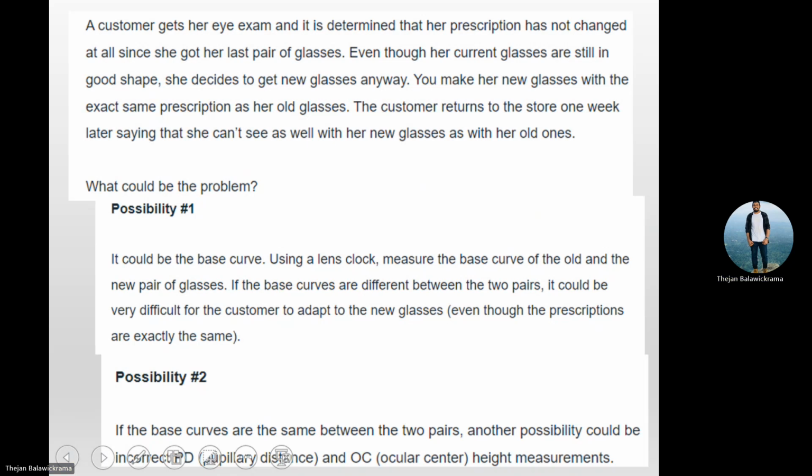A customer gets her eye exam and it is determined that her prescription has not changed at all since she got the last pair of glasses. Even though her current glasses are still in good shape, she decides to get new glasses. You make her new glasses with the exact same prescription as her old glasses. Check the old prescription and do the old glasses. The customer returns to the store one week later saying that she can't see as well with the new glasses as with the old.